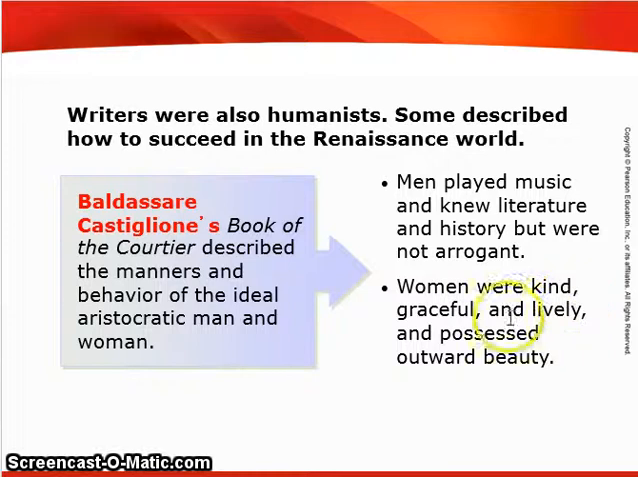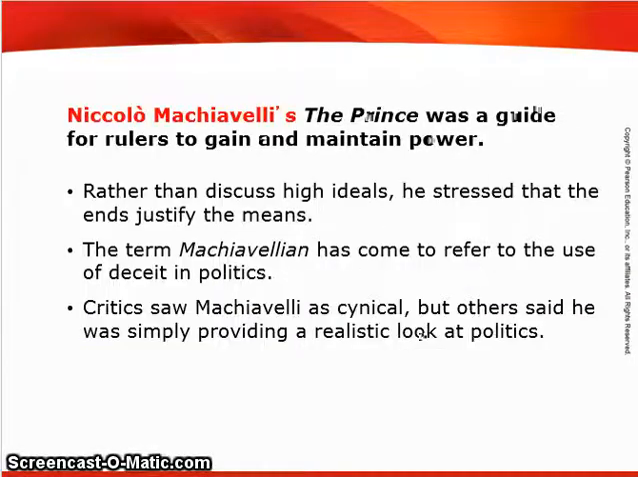Women are kind, graceful, and lively. They possess an outward beauty because, according to the Renaissance world, if a woman was beautiful outside, that meant she's beautiful inside. We view things differently nowadays. Beauty is in the eye of the beholder is one of the sayings we use. We also consider someone can be beautiful inside, and that's what's most important, whether we consider her beautiful outside or not. So different ways of viewing things back in the Renaissance and different than what we view them today.